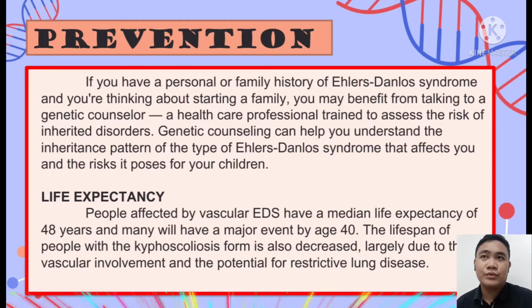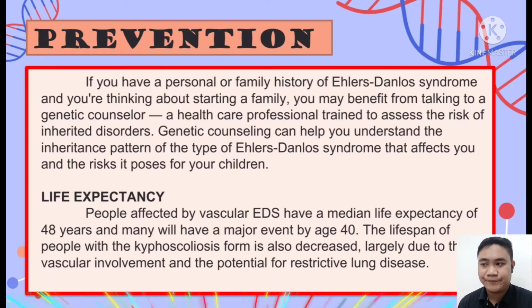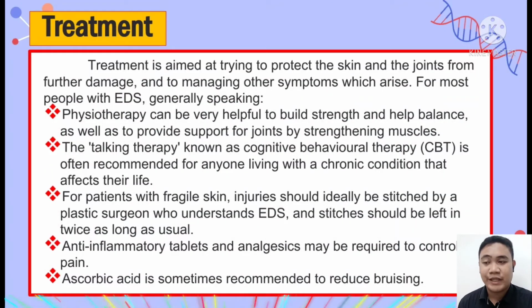Now, we also have to understand what the possible treatments are for this kind of disorder. Treatment is aimed at trying to protect the skin and the joints from further damage and managing other symptoms which arise. For most people with EDS, generally speaking, the number one treatment is physiotherapy, which can be very helpful to build strength and help balance as well as to provide support for joints by strengthening the muscles. Secondly, the talking therapy known as cognitive behavioral therapy, or CBT, is often recommended for anyone living with a chronic condition that affects their life.